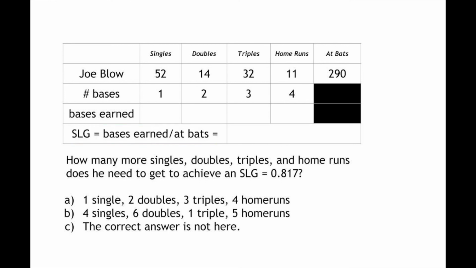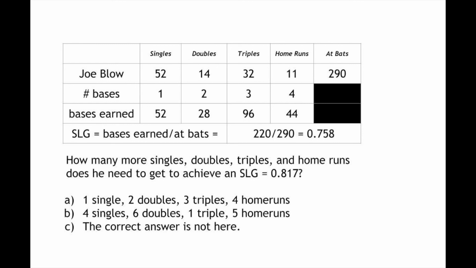290 at-bats. How many bases do we have? Okay, so for A, we have 52 times 1, plus 14 times 2 bases for a double, plus 32 times 3 bases for a triple, plus 11 times 4 bases for a home run, and that's over 290. Now we just have to add those together. So 52 plus 14 times 2 plus 32 times 3 plus 11 times 4, which is 220. And that you're going to divide by 290, and it gives you 0.758. Not enough.